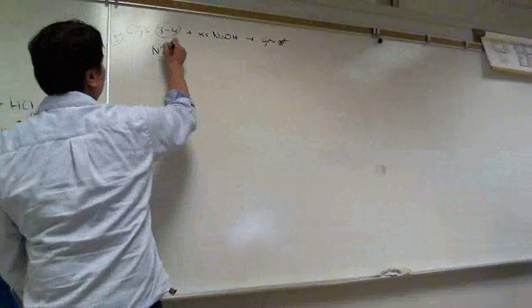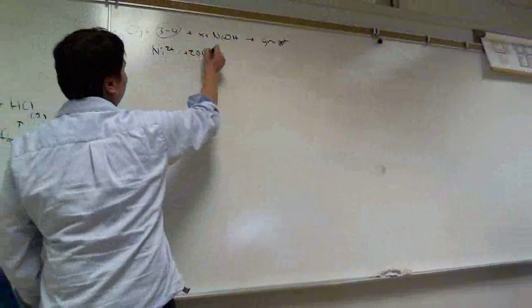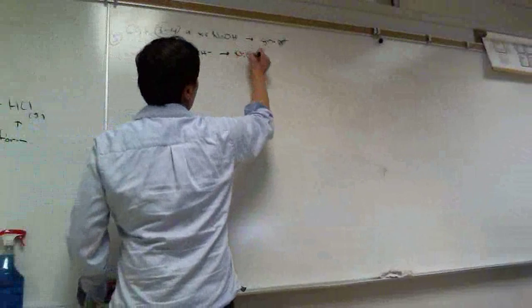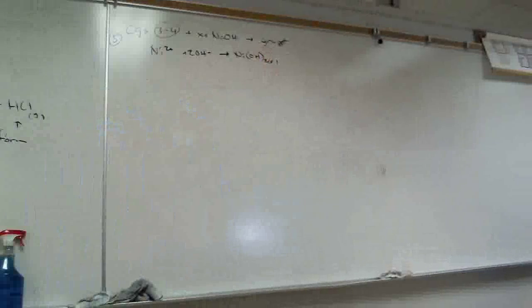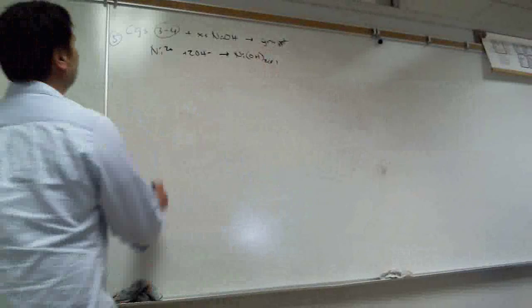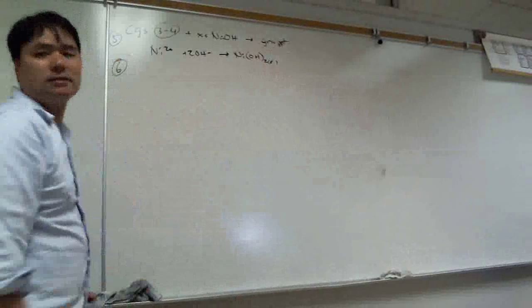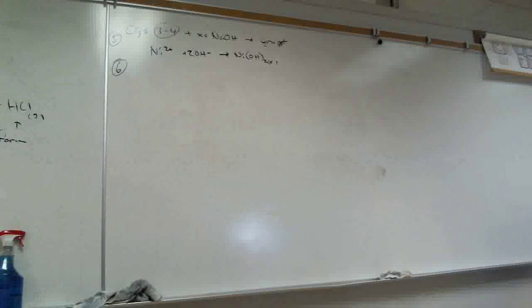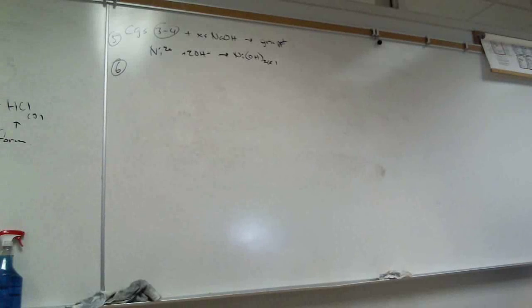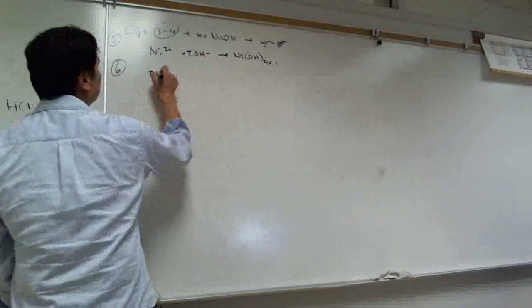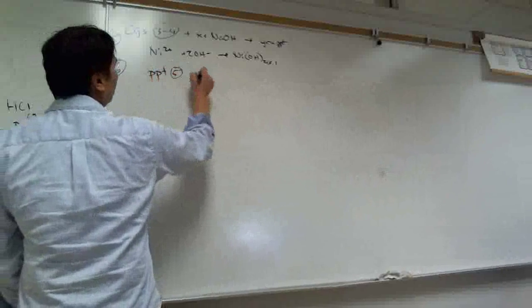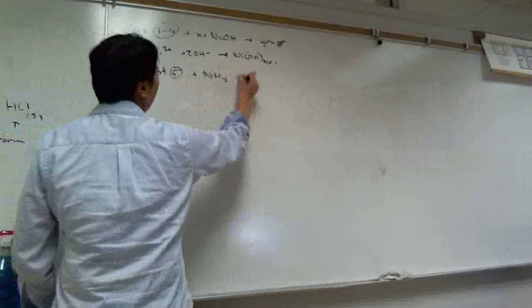So nickel 2 plus 2 hydroxide yields nickel hydroxide. I gotta go fast because I don't want to waste too much time talking today. So 6. After we get this nickel 2 hydroxide, what are we going to add to it? Ammonia. And we got this green precipitate. Now to the precipitate in 5, we add ammonia to this, and what happens?